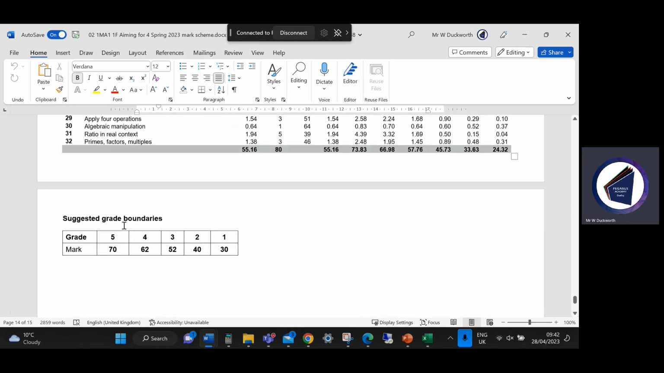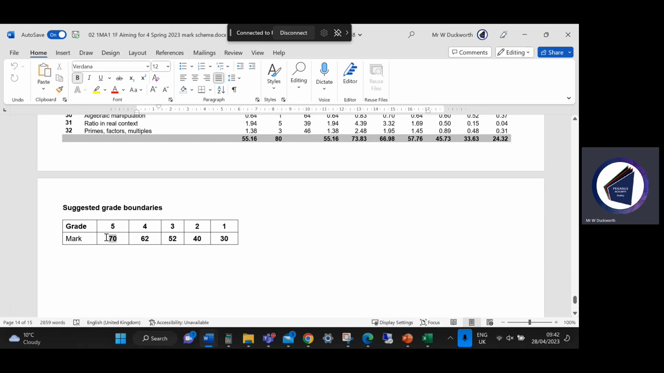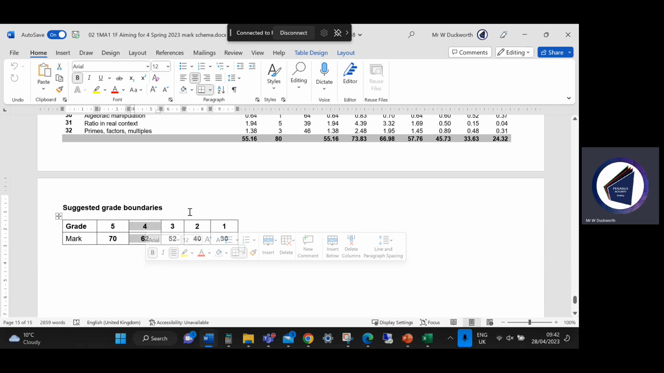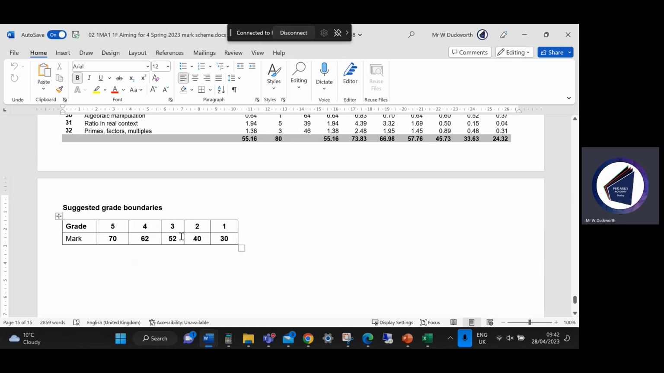Suggested grade boundaries for that paper then is if you're getting 70 or above, you're looking at really a grade 5, or 60.2 is a grade 4. They're recommending 52 for a 3, 40 for a 2, and 30 for a 1.